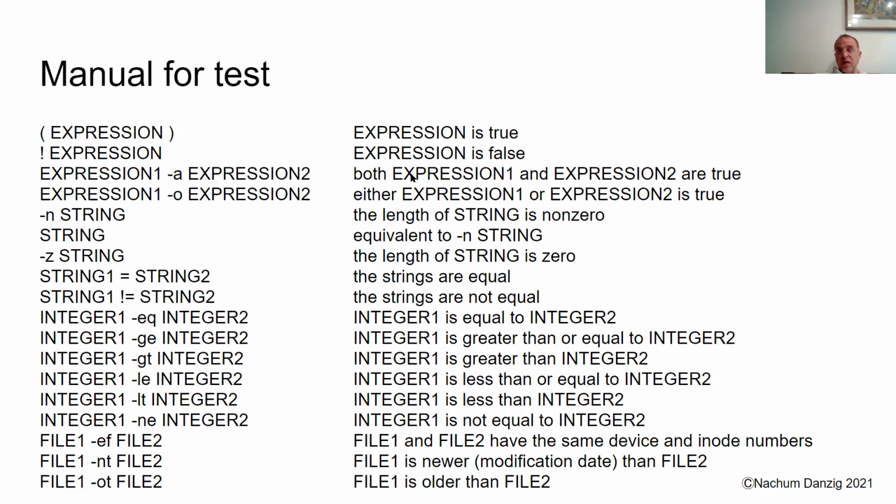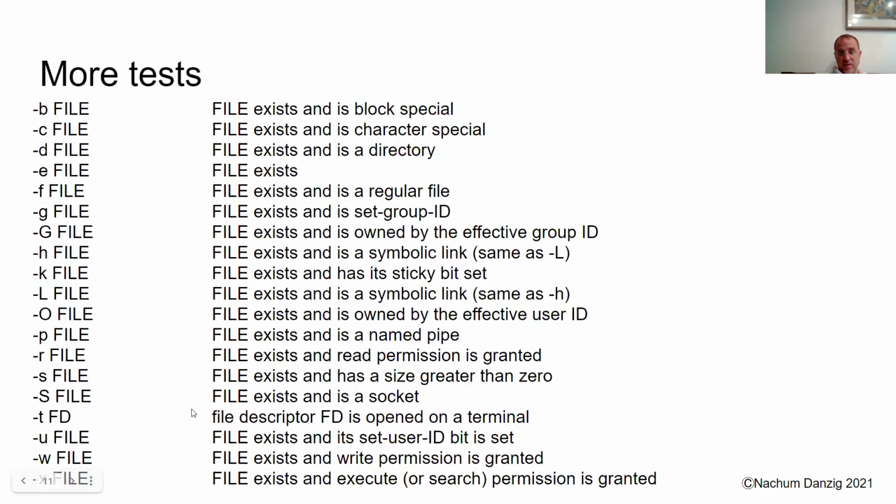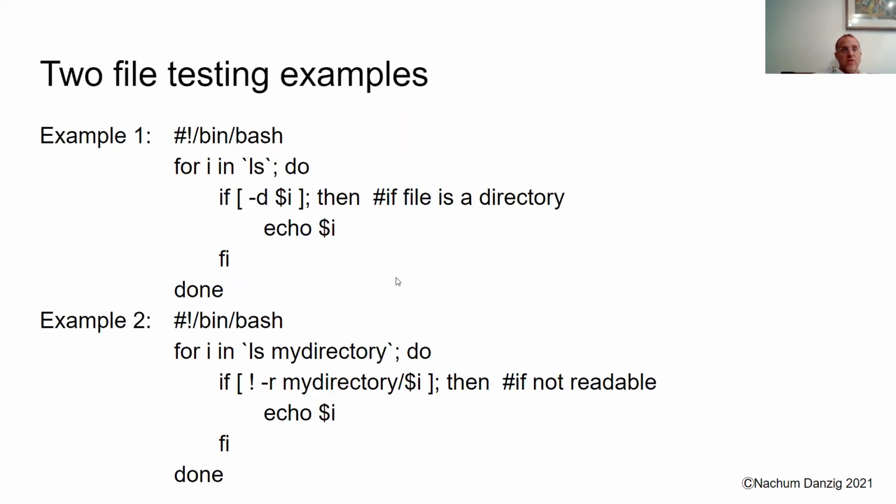And this is just the meaning of each of these commands. And I have more. These are file commands. Minus K on the file name means the file exists and has its sticky bit set. Well, we didn't learn about that yet, but okay.